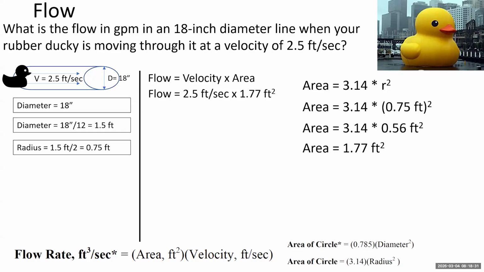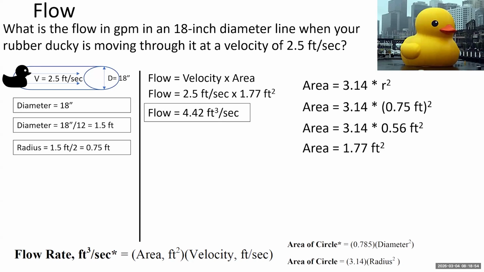And the first thing we want to do here is make sure we don't have inches and feet. We don't have miles and feet. We've got feet and feet. That means we are allowed to do that math without any unit conversion. So we've got feet and feet. So we're good to do that math. So we know the flow is 4.42 cubic feet per second.